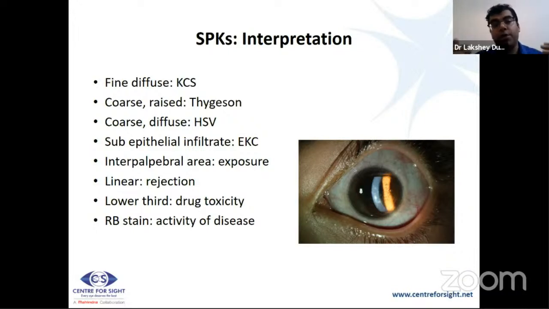lower third usually with drug toxicity, and if they are stain positive, activity. So activity is suggested, number one, if they are stain positive, and if the appearance is whitish, more of white, it suggests that they are active. If they become ground glass appearance or fading, it suggests they are becoming inactive. So activity is to be assessed because you need to give topical steroids or cyclosporin. If not there, you can manage with topical lubricants.